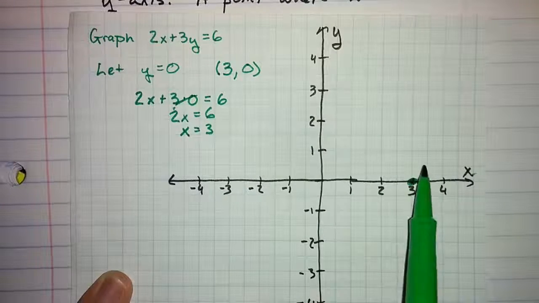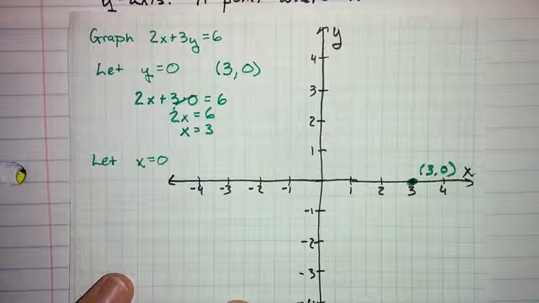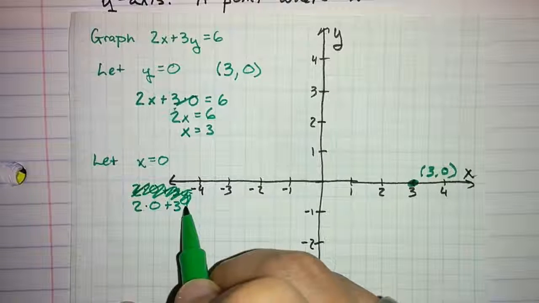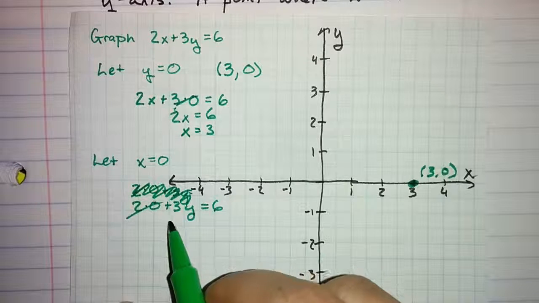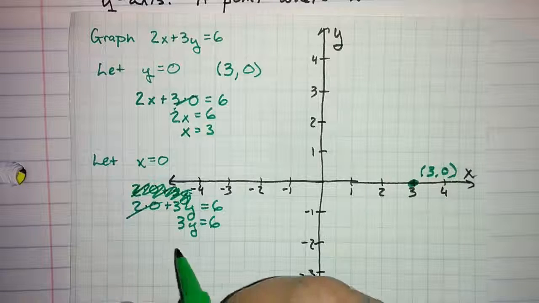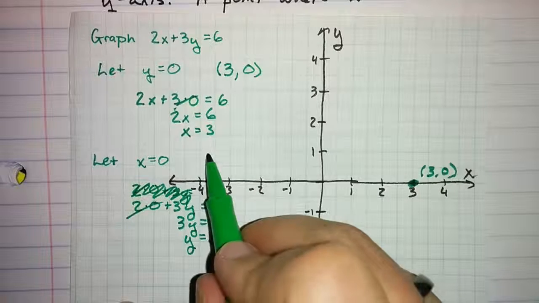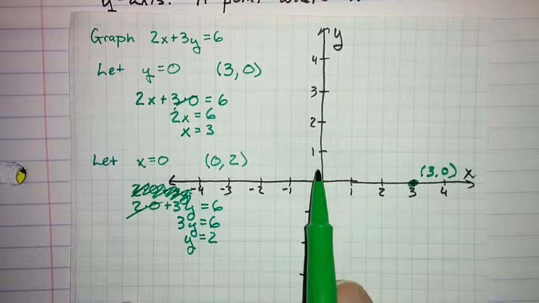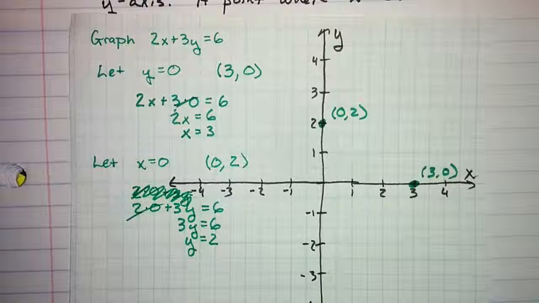That's this point. Where's the y-intercept? Well, that's where x is 0. This is going to give us a second different point. When I plug that in, I get 2 times 0 plus 3y equals 6. Again, 2 times 0 is 0. I have 3y equals 6. Divide both sides by 3. I get y equals 2. So that gives me the point where x is 0 and y is 2 for my y-intercept. 0, 2. That's it. There are my 2 points on the line.